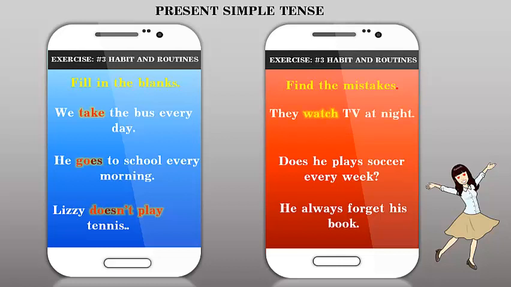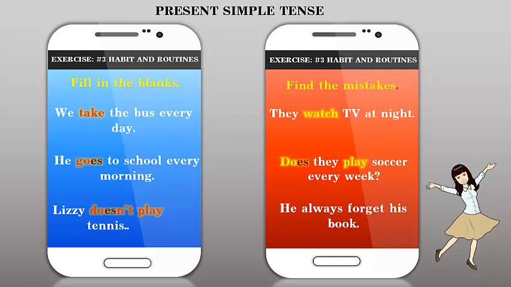The next sentence, our question says, does he play soccer every week? The subject of the sentence is he. To make a question, putting does at the beginning is okay. However, we don't put an s at the end of play. Therefore, the correct answer is to simply say, does he play soccer every week?